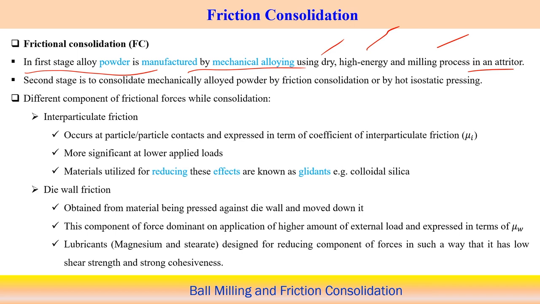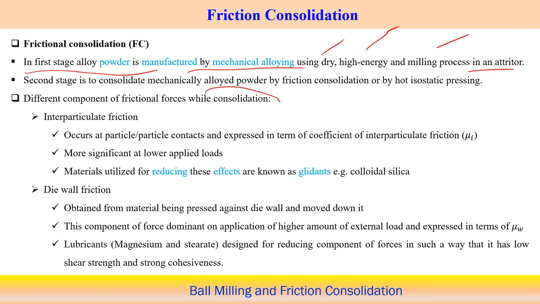So once the powder is manufactured with mechanical alloying, the second stage is the consolidation of the mechanically alloyed powder by friction, which is also achieved by hot isostatic pressing. So overall, I can say that first we create the mechanical alloy, and then the particles are bonded through the mechanism of friction, or practically by applying the hot isostatic press. That is the bonding through the friction mechanism, that's why it is known as friction consolidation.